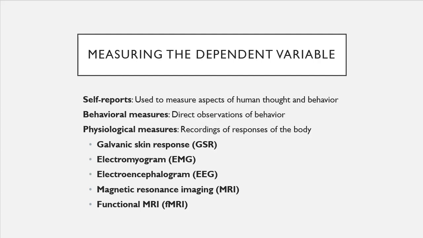So let's talk about measuring the dependent variable. If the independent variable is the thing that is said to lead to a change in the outcome, we can measure the outcome in several ways. So measuring the dependent variable, we can use self-reports, which are used to measure aspects of human thought and behavior. So we could ask somebody, how are you doing today? And they would tell you how they're doing today. And that would be a very simple example of a self-report.